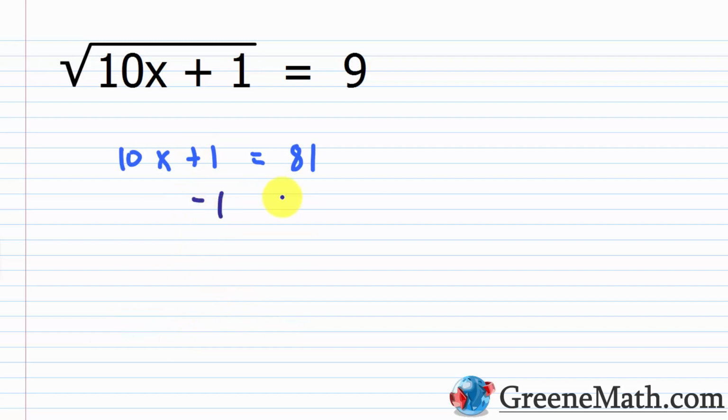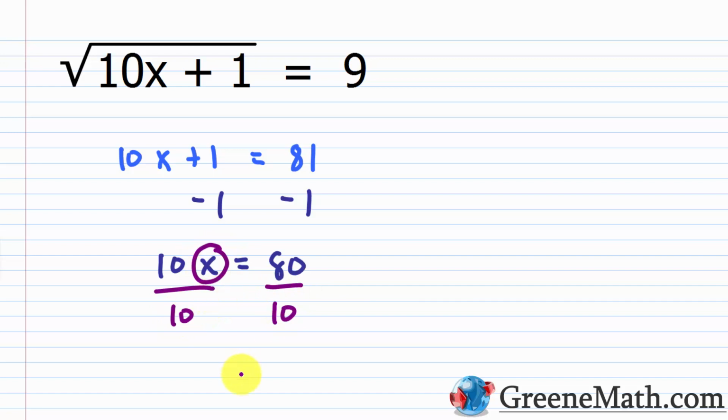So let's subtract 1 away from each side. This gives me that 10x is equal to 80. I want to divide both sides by 10 so that I can isolate my variable x. And so we know that this would cancel with this, and I get x is equal to 80 over 10, which is 8. Okay, so this is my proposed solution here: x is equal to 8.